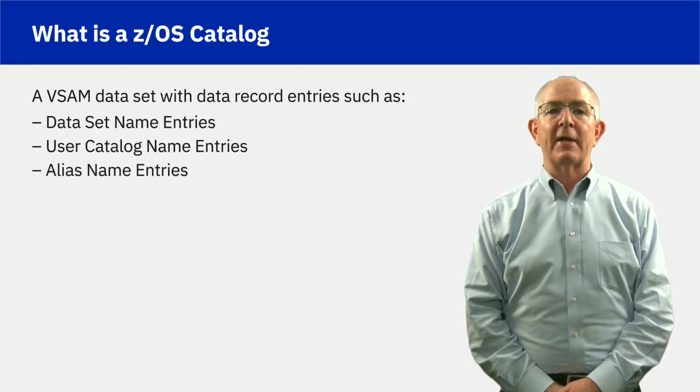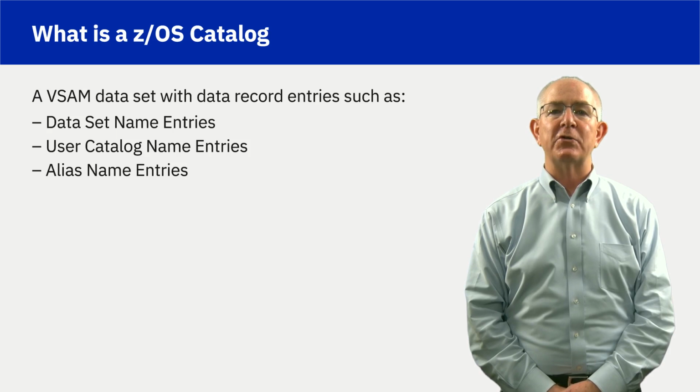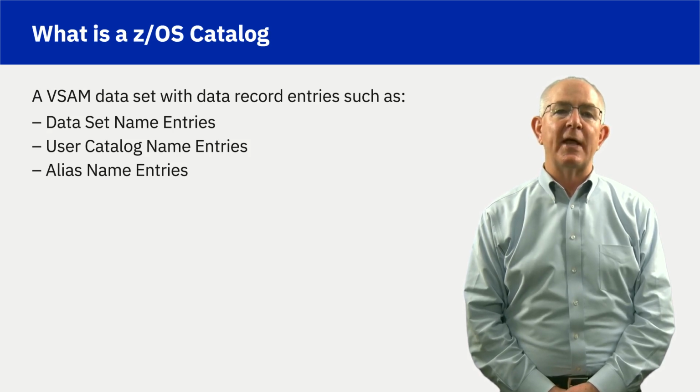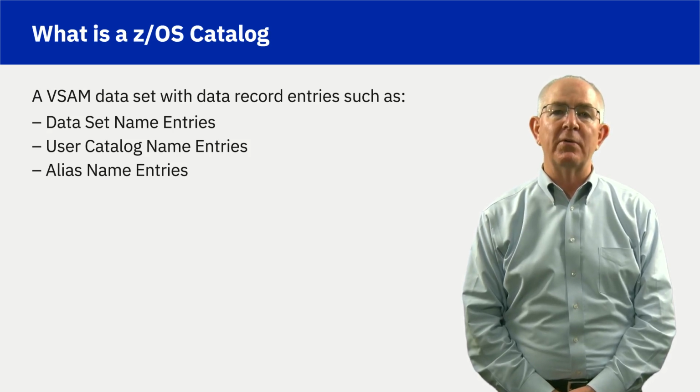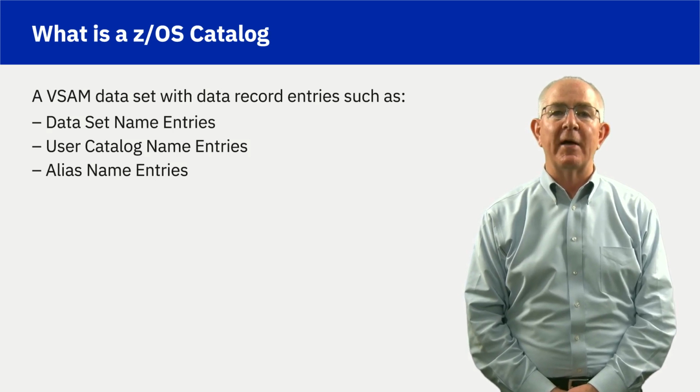A system catalog alias entry represents the first segment of the dataset name, which is also known as the dataset name high-level qualifier.